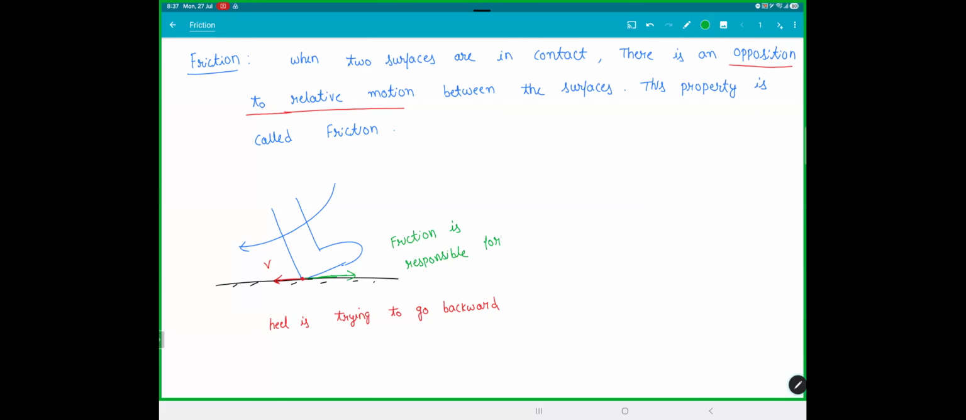So be careful with that. Friction opposes motion is a wrong statement. Friction opposes a relative motion. We'll talk more about that. So keep that in mind. Friction does not oppose motion. Friction opposes a relative motion. Friction can sometimes support motion, oppose motion, but it will always oppose relative motion. It can support or oppose motion.